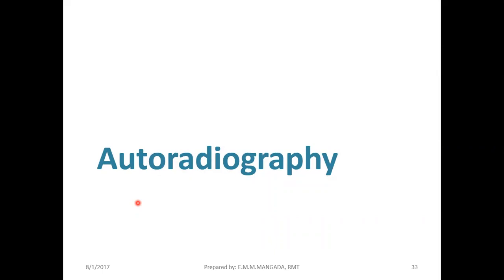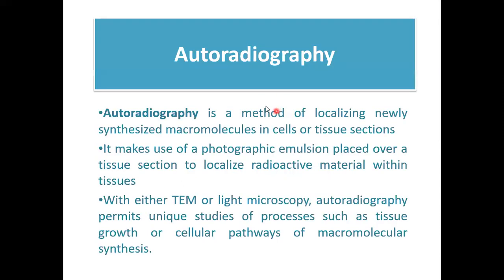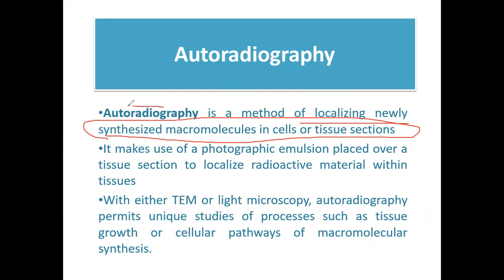So next we have another method of histology known as your autoradiography. Your autoradiography is a method that we use in localizing newly synthesized macromolecules in cells or tissue sections. Like for example, we want to determine where in the cell these proteins or these glycoproteins are being produced. From the term autoradiography, we use here a radioactive material. So guys, yung ating product for autoradiography is usually viewed under your transmission electron microscope. Bakit transmission?